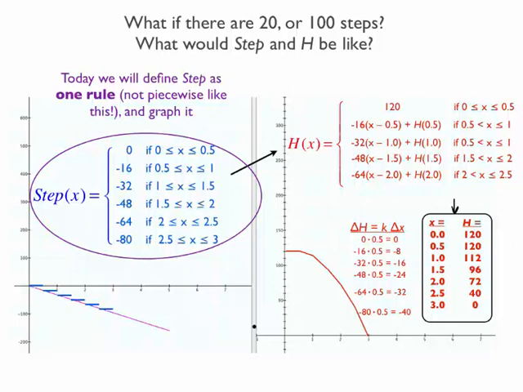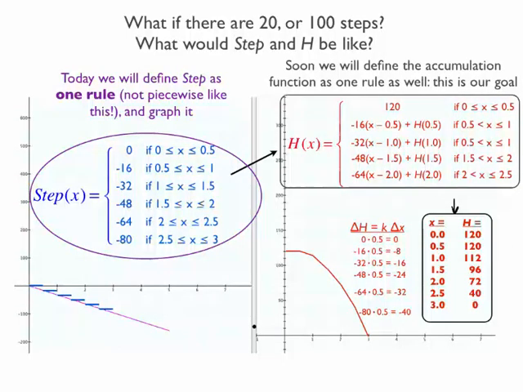Okay, so today we're going to define step. Instead of doing it in one line, a separate line for every step, we're going to define it in one rule. Not piecewise, one rule. So step x equals, and we're going to have a rule, a formula that will give us the whole step function, every step. Okay, that's what we'll do today.